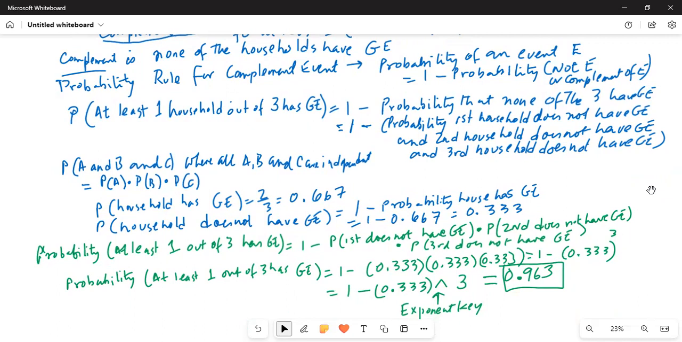So I applied a lot of rules. I applied mostly the probability of complement event. Then also I applied the probability rule for multiplication of independent events. And all put together, we find the probability that at least 1 out of 3 has GE.